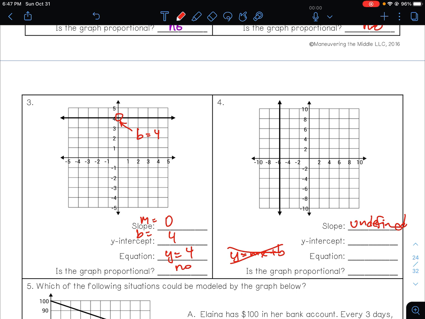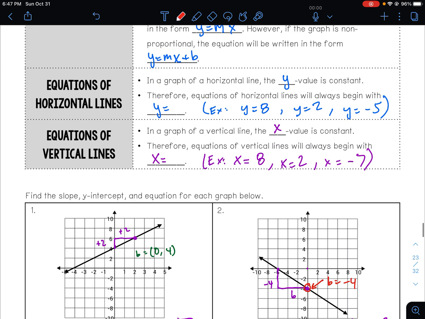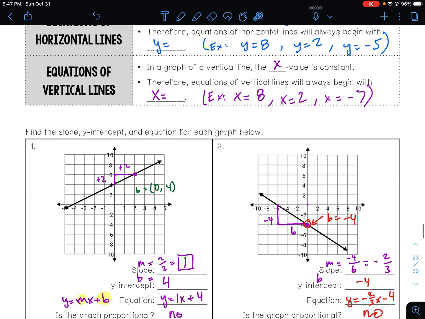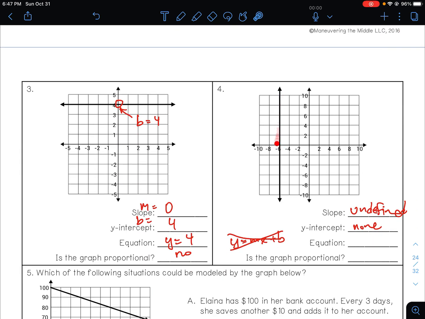My y-intercept, where does it touch the y-axis? You may be thinking, isn't it -6? No, this is the x-axis. That's the x-intercept, which is not important to us. So the answer is that there is no y-intercept. None. What's the equation? If you remember, all equations of vertical lines start with x equals. So what does x equal? Well, it runs through -6, so x equals -6. No matter what y equals, x always equals -6. So my equation is x equals -6. Is it proportional? It is not.